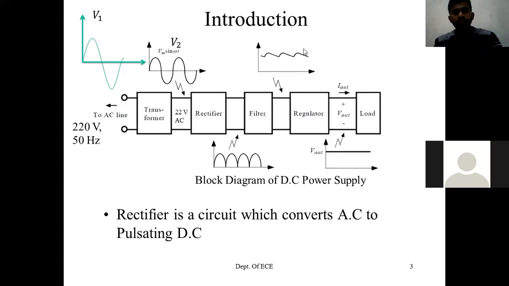So to further remove the AC components from the filter output, you will apply the filter output to the regulator. What a regulator actually does is keep the output of the regulator constant, even though there are any fluctuations at the input. Even if there are fluctuations at the input of the regulator, the output is maintained constant like this. So these are the four blocks of your DC power supply.